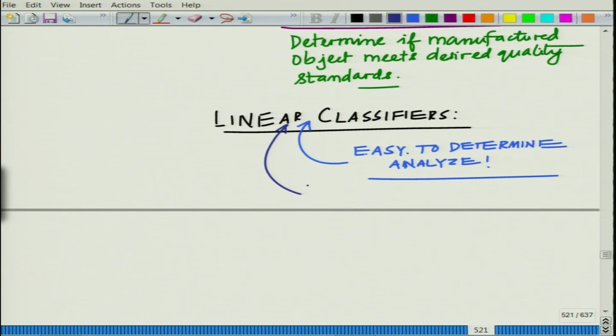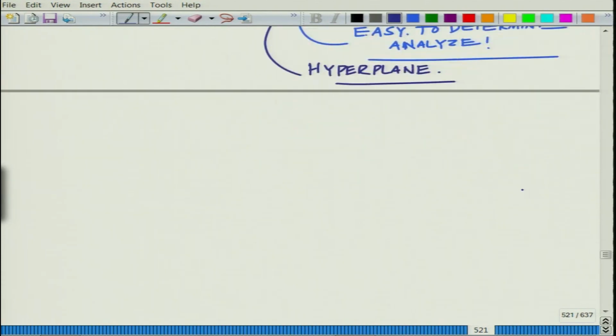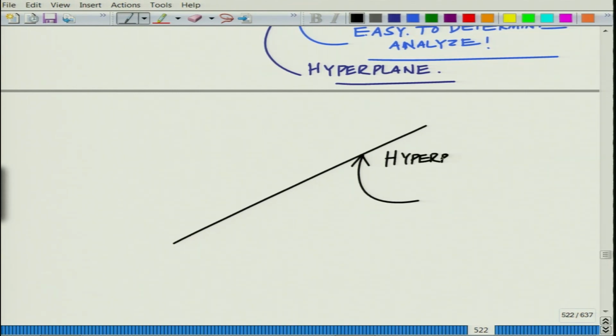So, this is the linear classifier, and linear classification can be achieved by what is known as a hyperplane. What do we mean by a hyperplane? A hyperplane is essentially a plane.